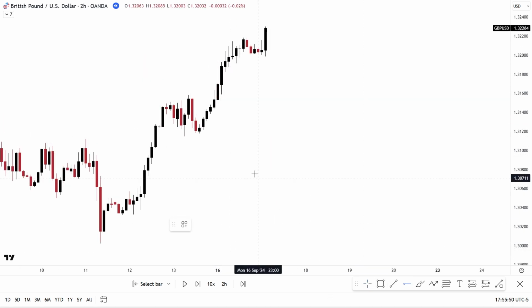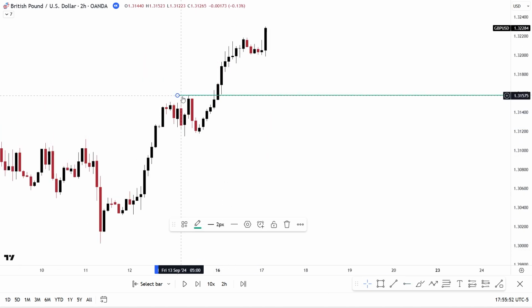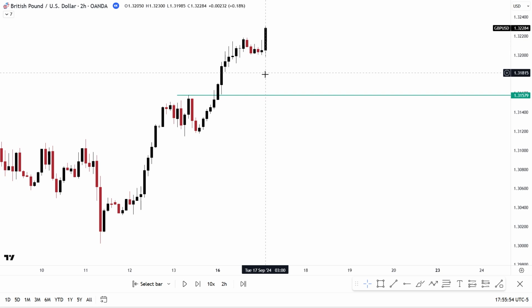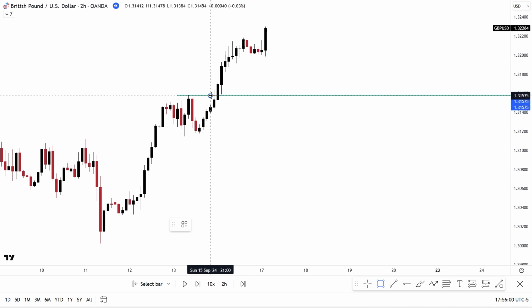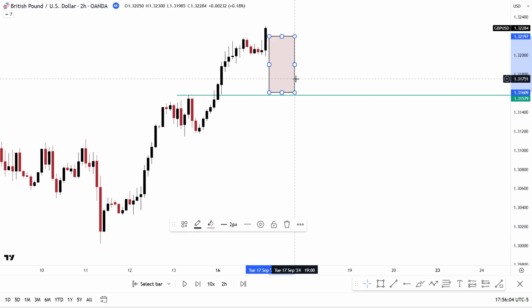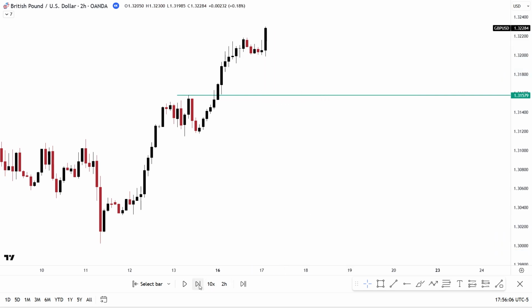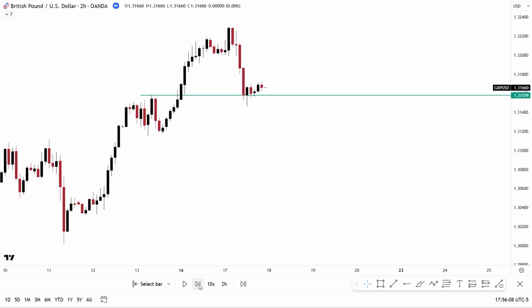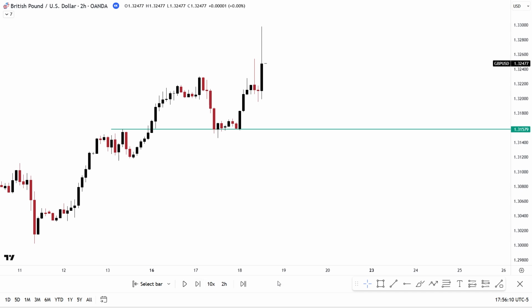So let's locate our shelf. This would be our shelf right here. And what kind of pullback would you anticipate back to this shelf? If you guessed aggressive, you are correct because the breakaway here was aggressive. So you would anticipate an aggressive pullback. And here you had an aggressive pullback.